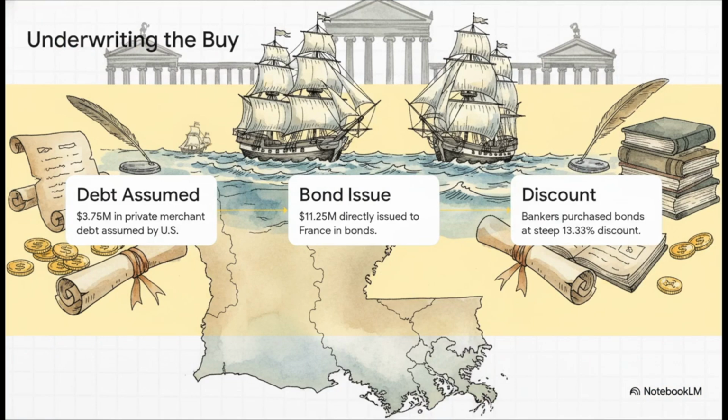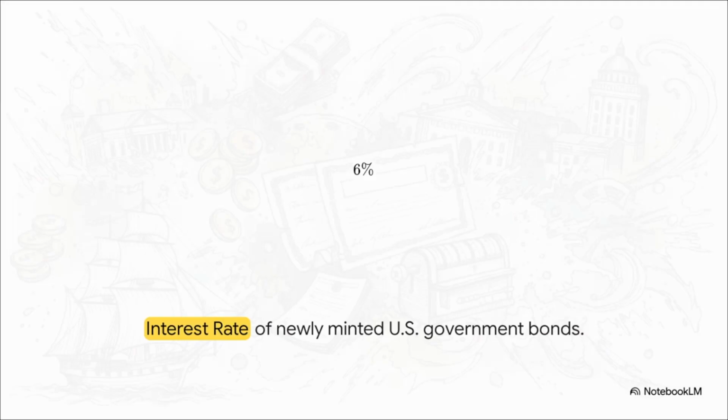The U.S. Treasury simply didn't have the cash to buy this territory from Napoleon, and the domestic markets were way too small to absorb the debt. So the government structured a complex, multi-layered deal with Europe's preeminent merchant bankers, Baring Brothers and Hope & Co. The U.S. assumed $3.75 million in private merchant debt, and the remaining $11.25 million was structured as a direct bond issuance to France.